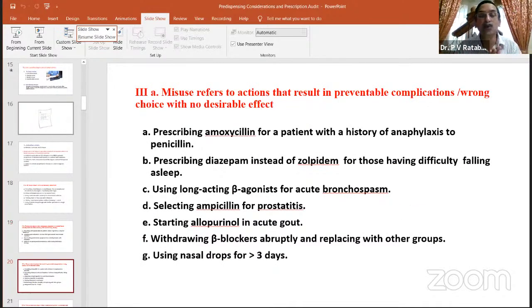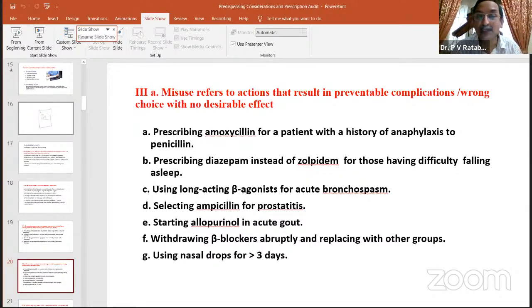Then misuse. Misuse refers to actions that result in preventable complications or wrong choice with no desirable effect. All these are live examples which have actually occurred in practice. Prescribing amoxicillin for a patient with a history of anaphylaxis to penicillin. So if the patient is allergic to penicillin, he cannot be prescribed amoxicillin. Or prescribing diazepam instead of zolpidem for those having difficulty falling asleep. If the patient has just difficulty falling asleep, once he falls asleep, then he can sleep for the full night. Then the choice should be zolpidem, where the sleep is initiated within 5 minutes and the action lasts for 1 hour.